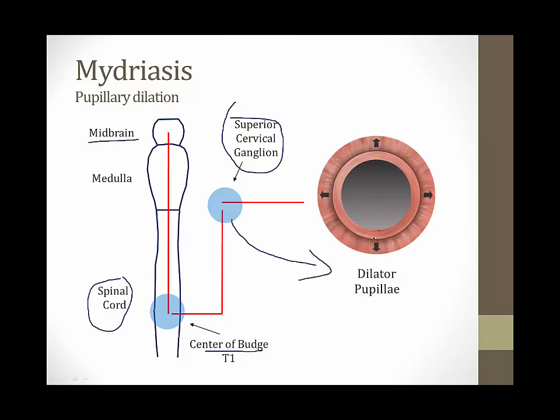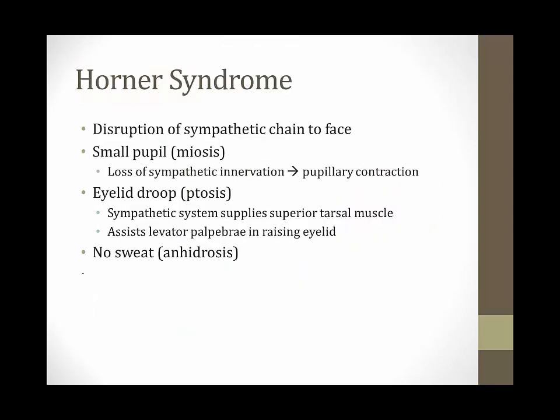Because the sympathetic neural pathway is so long and convoluted, it can become easily disrupted in a number of pathologic states. And any time there is disruption of the sympathetic chain to the face, this can result in a characteristic syndrome known as Horner syndrome. Patients who develop Horner syndrome will have a small pupil, which is miosis. This is because they've lost sympathetic innervation to the face, and thus the pupil is contracted. Basically, they have unopposed parasympathetic contraction of the pupil.